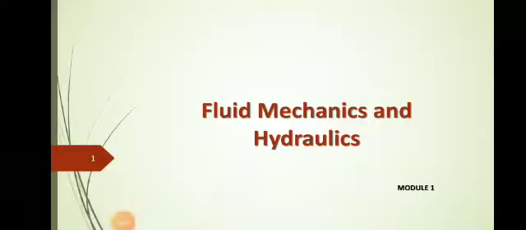Good morning, everyone. In the last class, we derived a very important relationship for finding out the pressure at a particular point in a fluid. The relationship is P is equal to rho into g into h, where P is the pressure at a point, rho is the density of the fluid, g is the acceleration due to gravity, and h is the height of the fluid above that point.